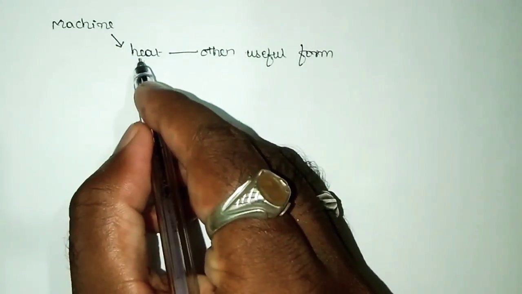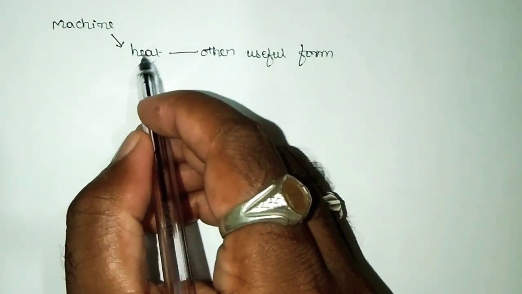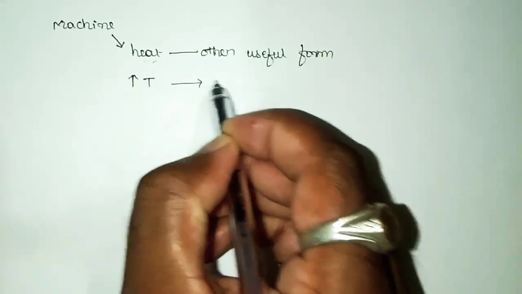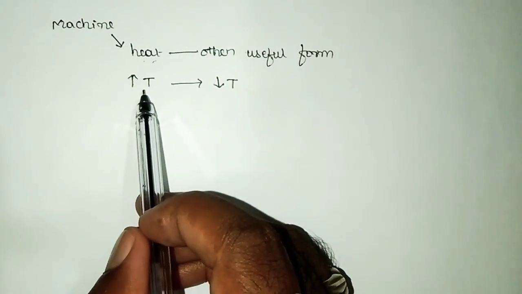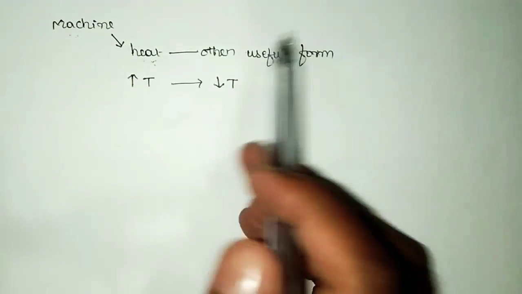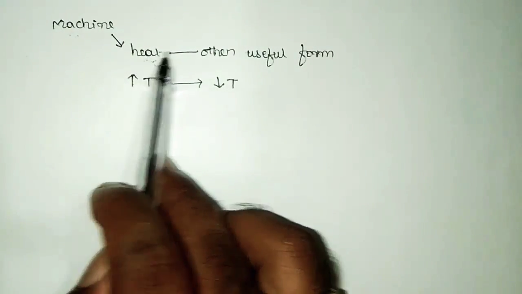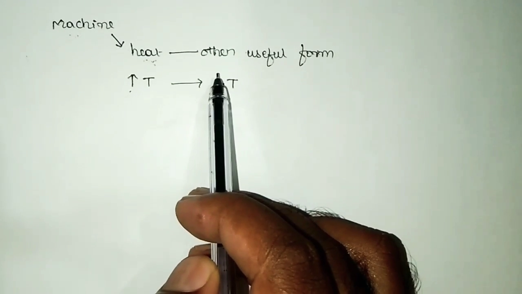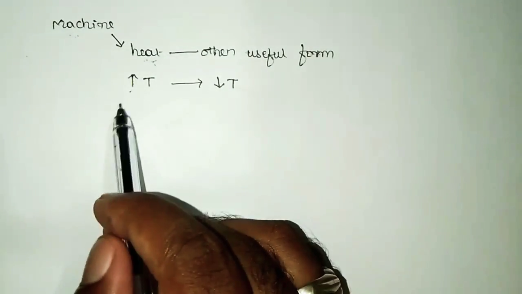The simple thing is, to convert heat energy into other useful forms, heat is allowed to transfer from the region of higher temperature to the region of lower temperature. Just by transferring heat energy from the region of higher temperature to the lower temperature in a machine, heat will be converted into other useful forms of energy. But this is not possible in the case of biological systems.